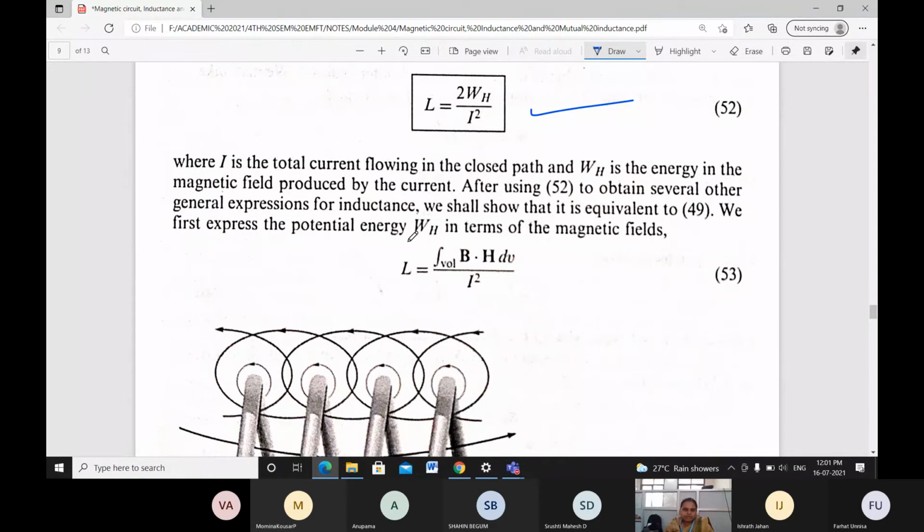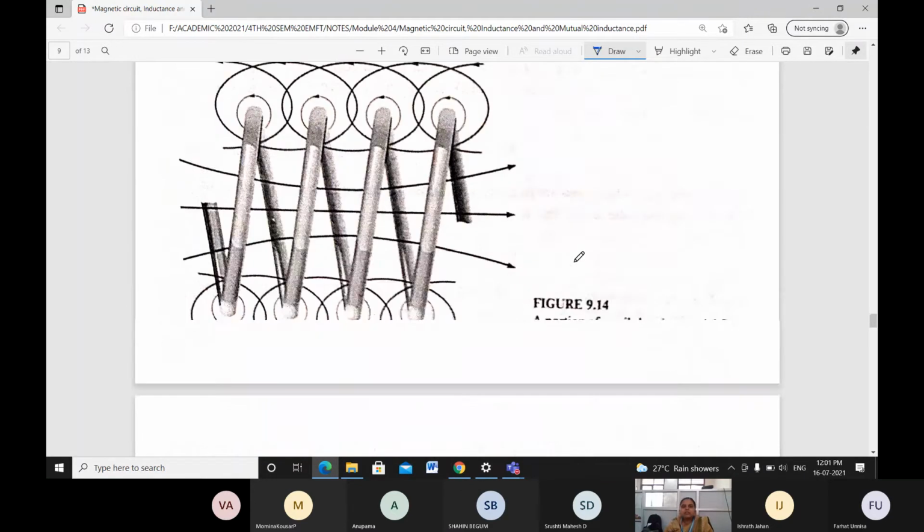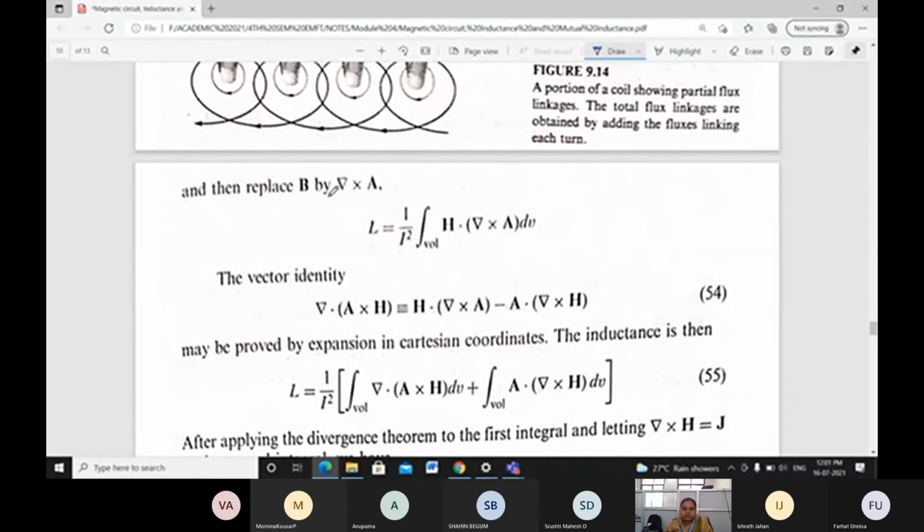Taking the first expression, we can represent the potential energy with W_H. Therefore, instead of W_H, I can write L as the volume integral of B dot H dV divided by I squared. This is one expression. Another expression: instead of B, I can write del cross A, then L is 1 by I squared times the volume integral of H dot del cross A dV.